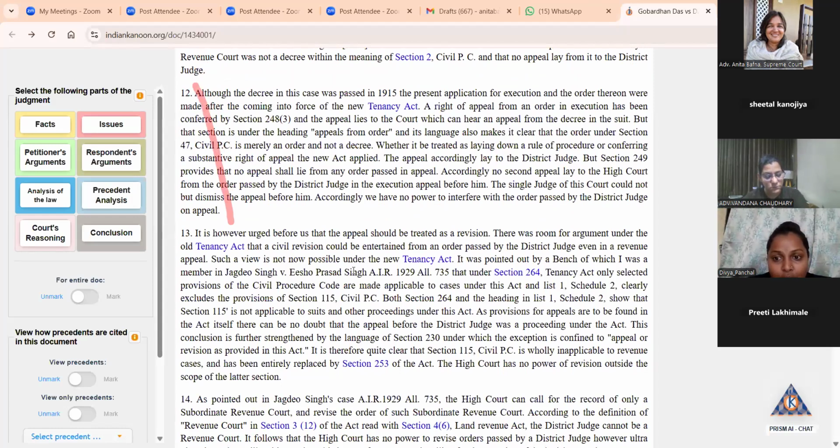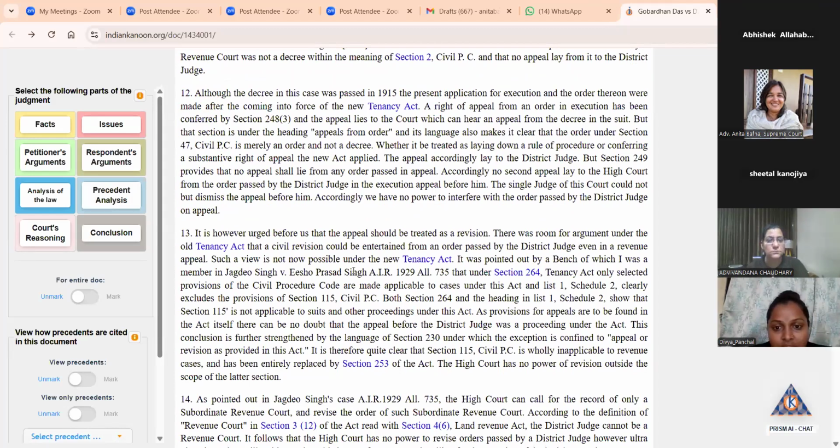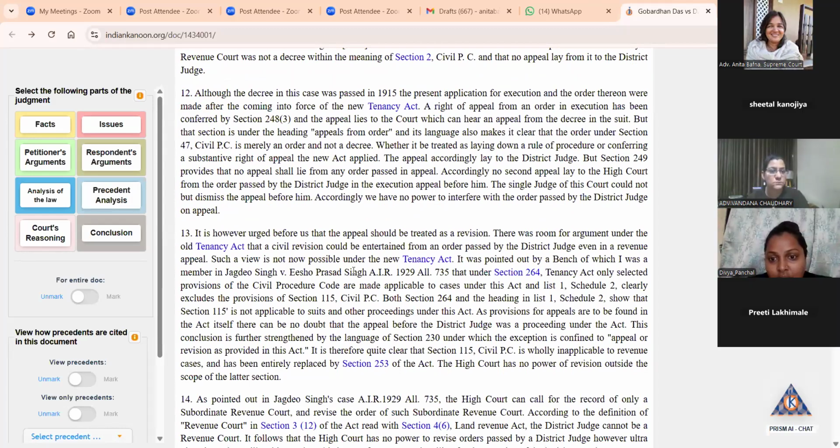There was room for argument under the Old Tenancy Act that a civil revision could be entertained from an order passed by the district judge, even in a revenue appeal. Such a revision is not now possible under the New Tenancy Act. It was pointed out by a bench of which I was a member in Jagdev Singh versus Esho Prasad Singh, AIR 1929 All 735, under Section 264 Tenancy Act.